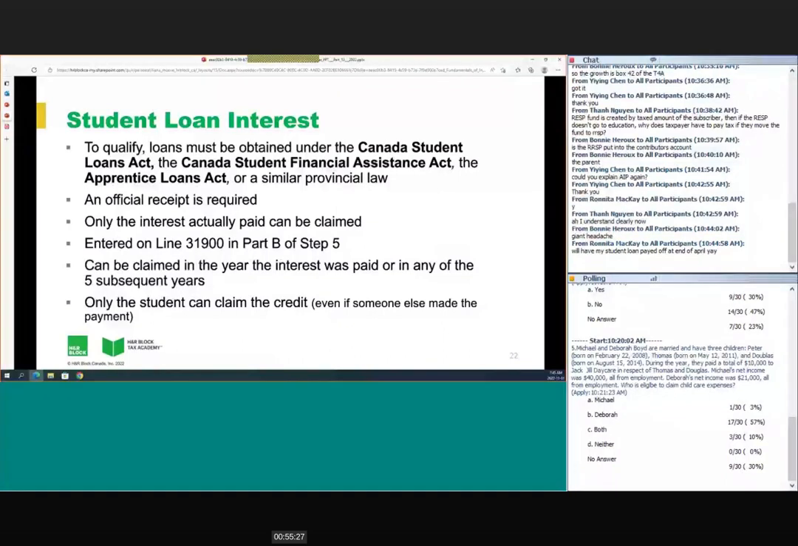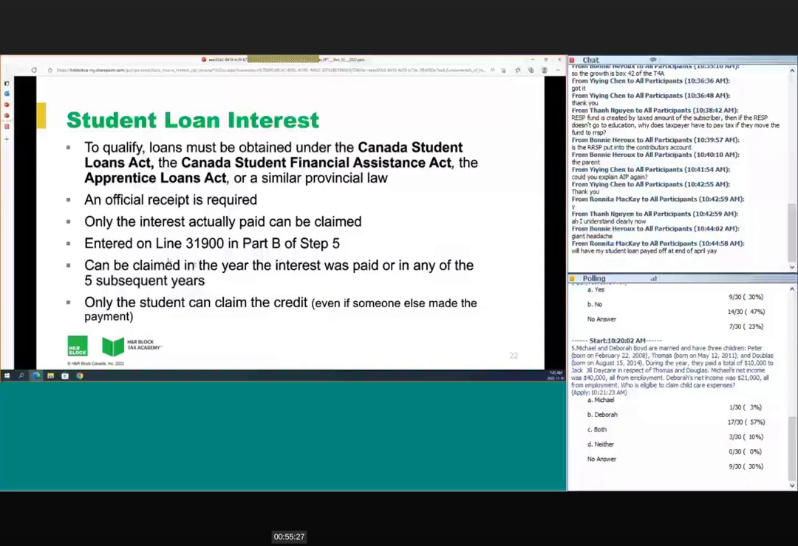Yeah, student loan. So the Student Loan Act, or the government agency, will give out an official receipt. We need that in the office to claim it. Only the interest can be paid, not the capital, of course. So the interest that you paid on it can be claimed. It's entered onto line 31900 in Part B of Step 5. That is, again, a non-refundable credit.